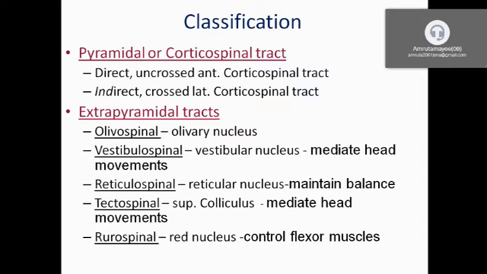Vestibulospinal tract arises from the vestibular nucleus and is important for head movements, ending at the spinal cord. Reticulospinal tract arises from the reticular nucleus for the maintenance of balance and ends at the spinal cord. Tectospinal tract arises from the superior colliculus and is important for mediating head movements, and ends at the spinal cord. Rubrospinal tract arises from the red nucleus and ends at the spinal cord for the control of the flexor muscles.